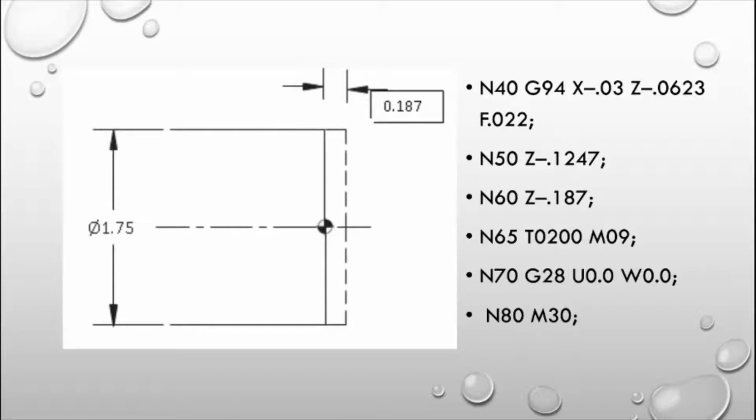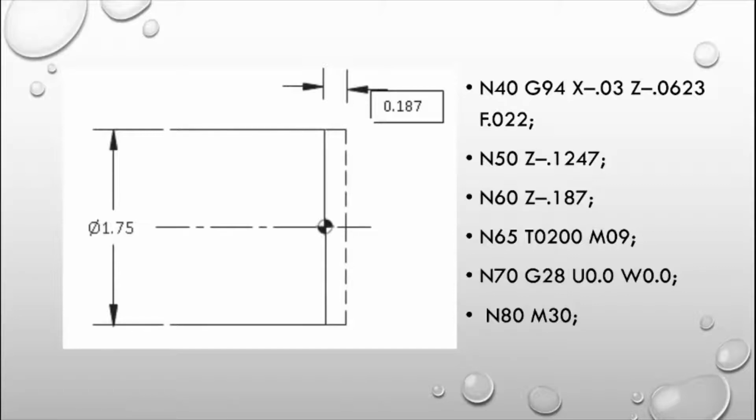Equal to 0 means the cutting tool cuts the material that is outside of the 0 position by the Z-axis value 0.0623. N50 is again the sequence number. Z, the position of Z is 0.1247.